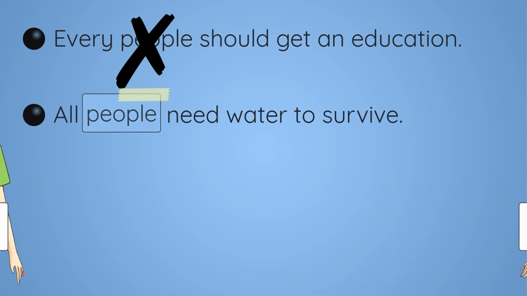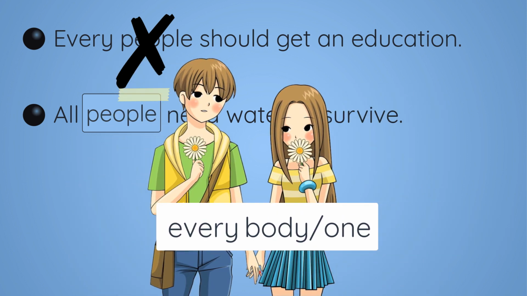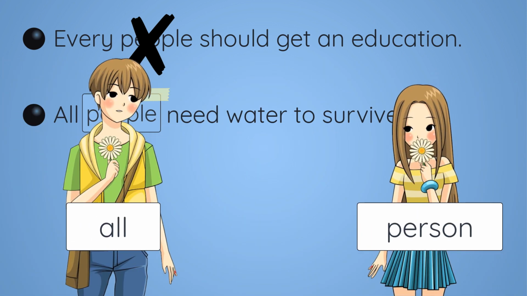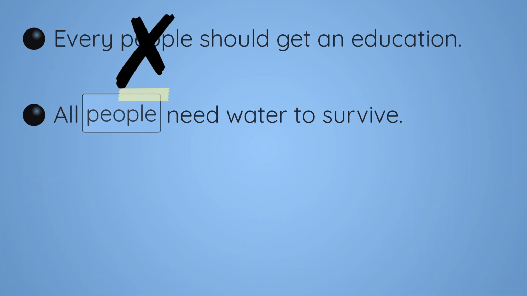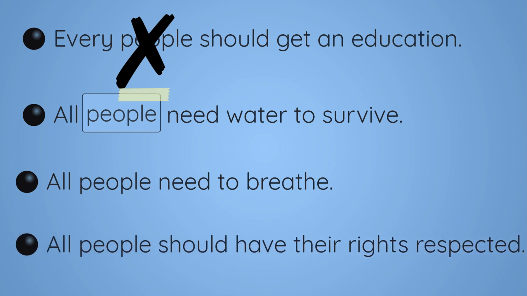So you can imagine this like a couple, okay? "Every" is the boyfriend, "body" is the girlfriend, or "one." These two go together. Similarly, down here, "all" and "person" never go together. We have "all" as one, "people." So it's just memorizing which words go with which words. All people need water to survive. All people need to breathe. All people should have their rights respected. Just some examples.